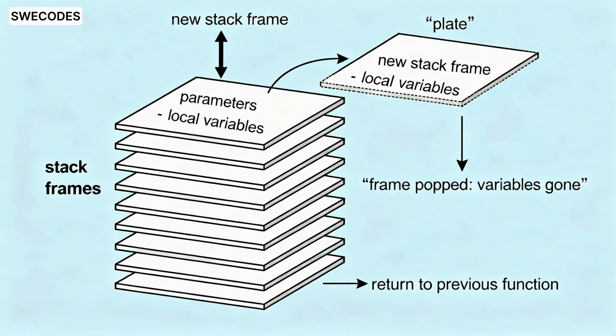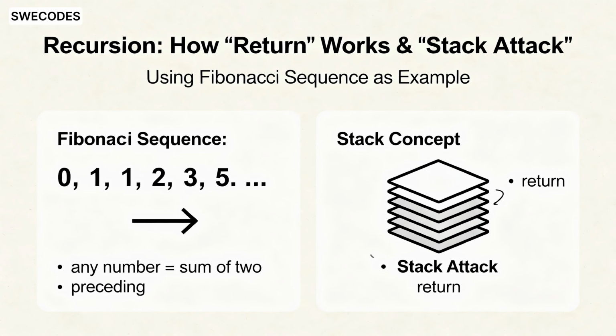Step 2: How functions build the stack. So, what's a stack frame? Every single time you call a function, a new plate, a stack frame, is pushed onto the top of the stack. This frame is a dedicated chunk of memory that stores all the data that function needs to work, its parameters and its local variables. When the function is done, its frame is popped off the top. Its variables are gone, and control goes back to the function below it. This is how your program knows where to return to.